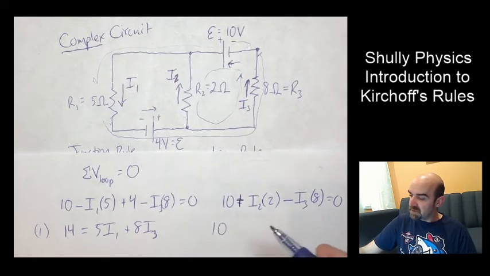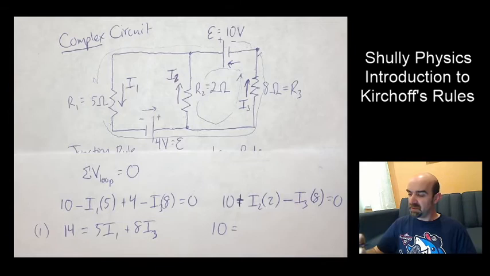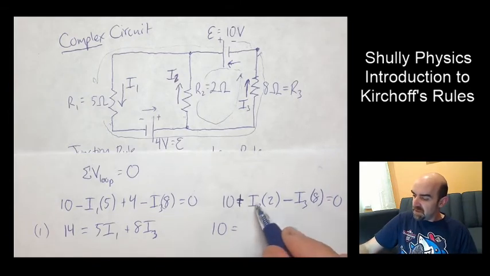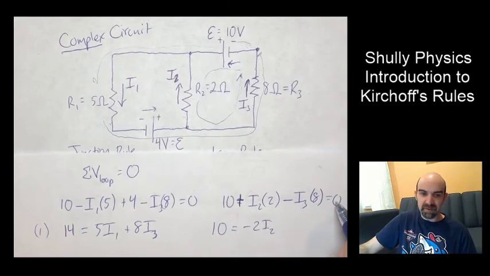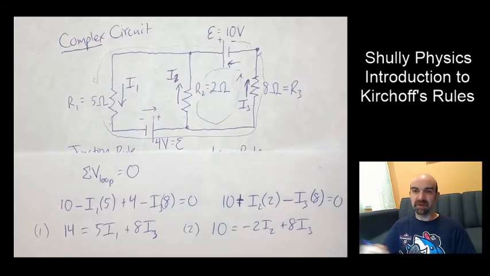So again, I'm going to simplify. 10 equals, and just to keep the I2s and I3s in order, I'm going to have a negative 2I2 and add the I3 term to the other side, plus 8I3. There's my second equation. I need 3 because I have 3 unknowns.